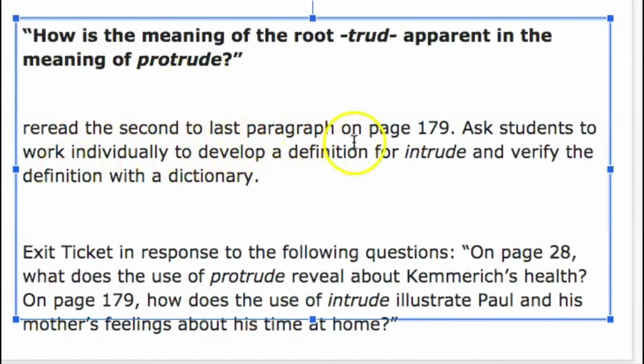Reread the second to last paragraph on page 179. Work individually and try to define the word intrude and then verify if you wrote it correctly. To finish this lesson, on page 28, what does the use of protrude reveal about Kemmerich's health? On page 179, how does the use of intrude illustrate Paul and his mother's feelings about his time at home?